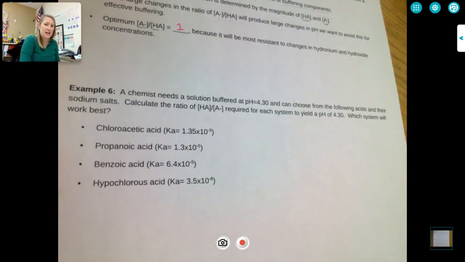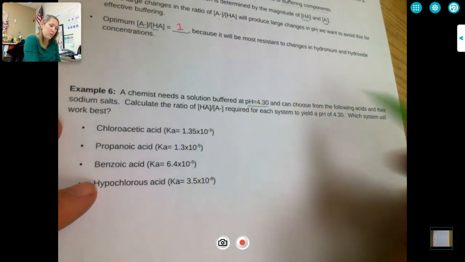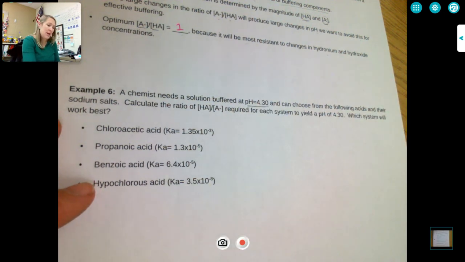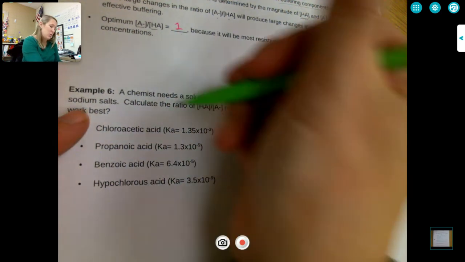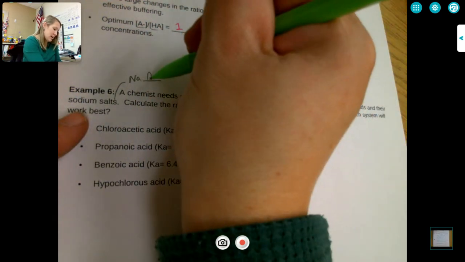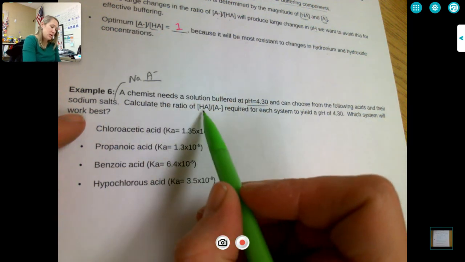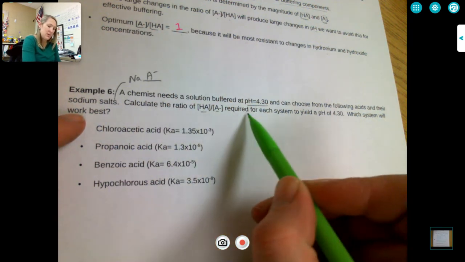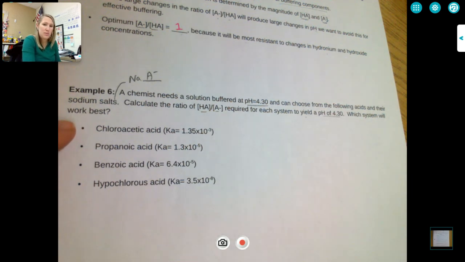So if I was asked to make a buffer at a pH of 4.3, I can choose from the following acids and their sodium salts. That means their sodium salt would be sodium with the anion, the A minus. I want to calculate the ratio of acid to conjugate base required for each system to yield this pH, and which one would be best.